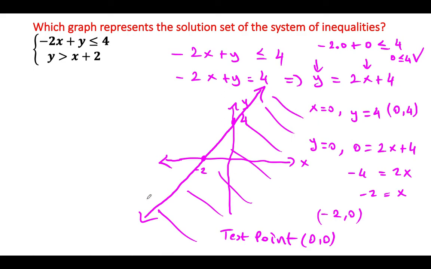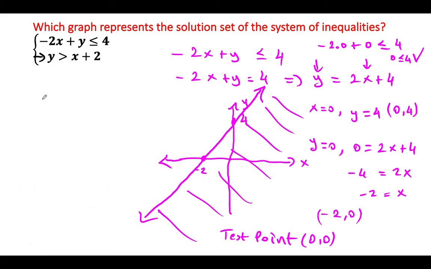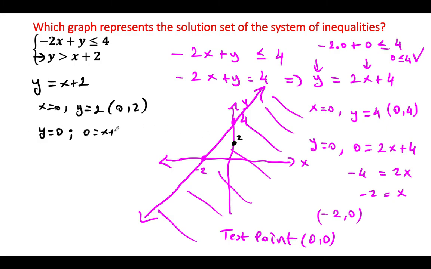Okay? Now, I have to do the same operation for the second inequality. So, y is equal to x plus 2. So, when x is 0, so 0 plus 2, y is 2. That means 0, 2 is the y-intercept, which is x is 0, y is 2. It is here. Let's say this is 2. And then when y is equal to 0, 0 equals x plus 2. So x equals negative 2. So negative 2, comma 0 is the x-intercept. So negative 2 is here.